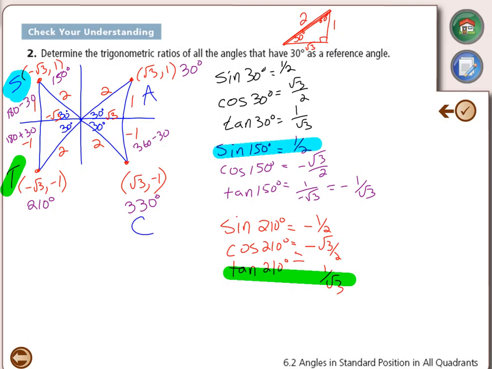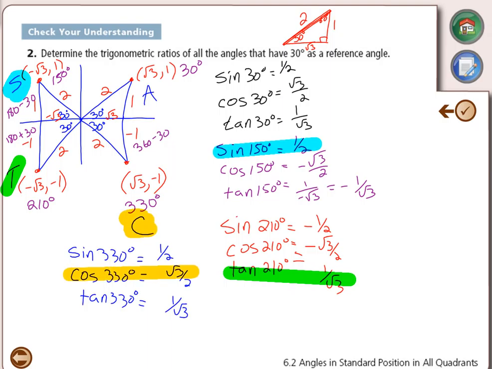Last one, 330. So we've got the sine of 330. We've got cos. And we've got tan. Again, going to be the same. 1/2, root 3 over 2, and 1 over root 3. Looking at which one should be positive. The only one that's going to be positive is C. The other two, got to be negative. Done.